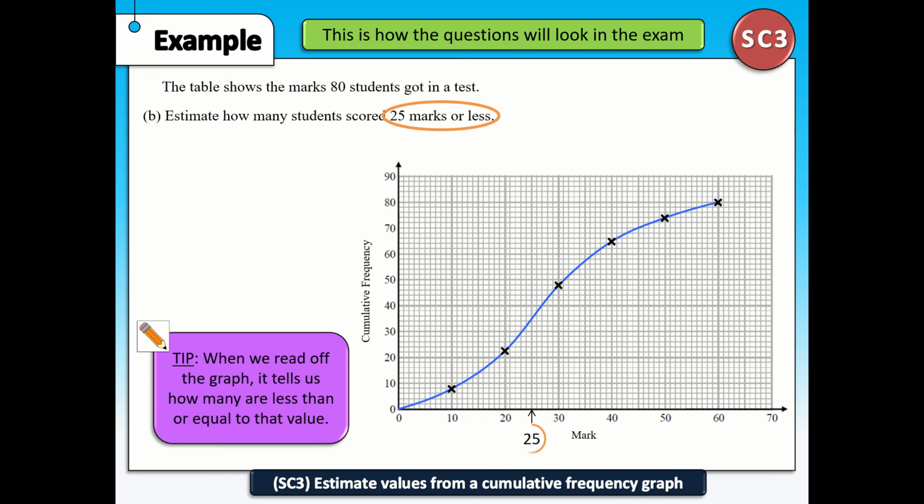So we find 25, which is there. We go up from 25 to the curve, and then we read across. So that's 34 students. Now because it's cumulative frequency, the cumulative frequency tells you how many got 25 marks or less. So the answer is 34 students.